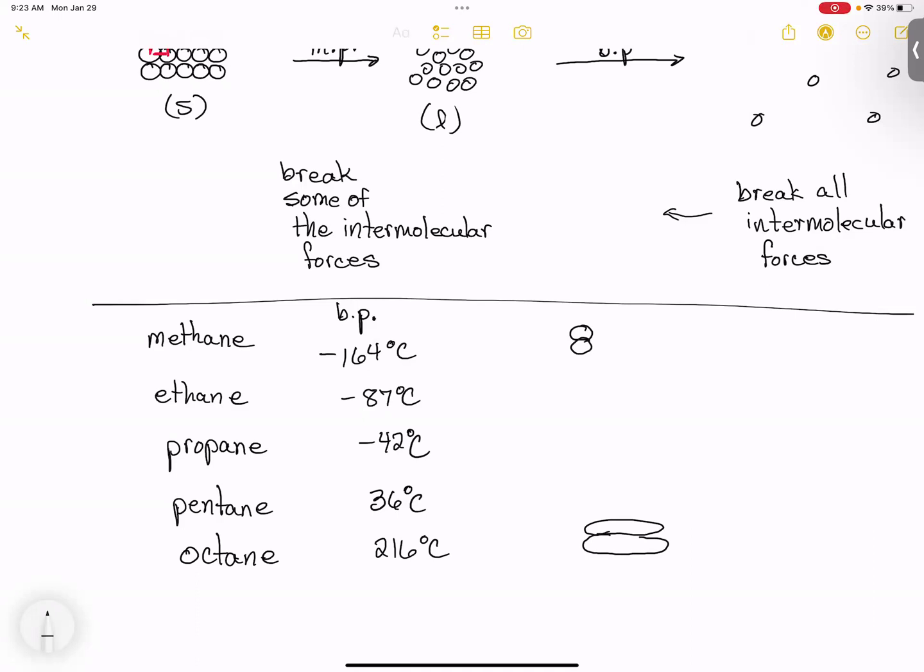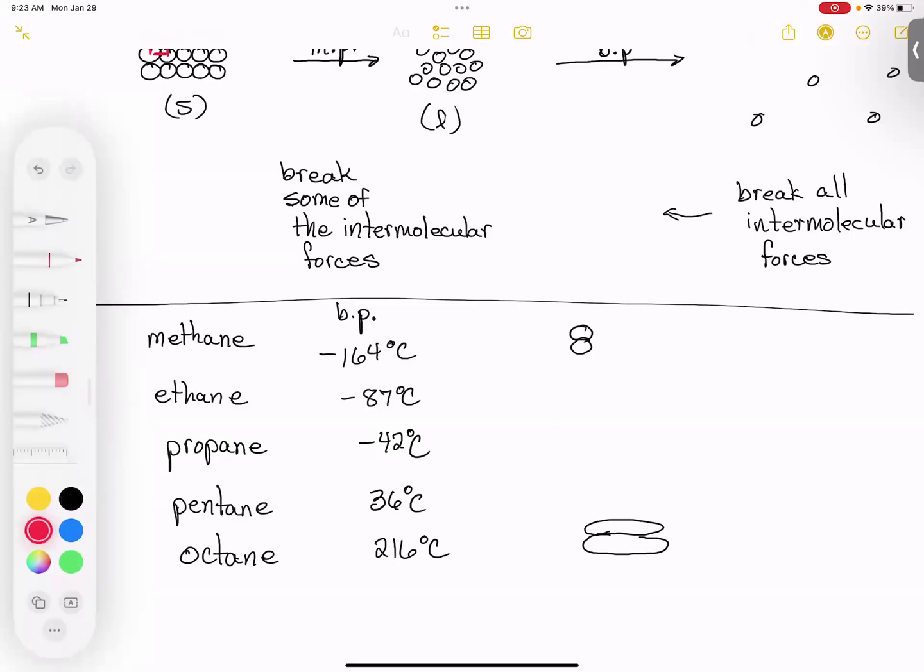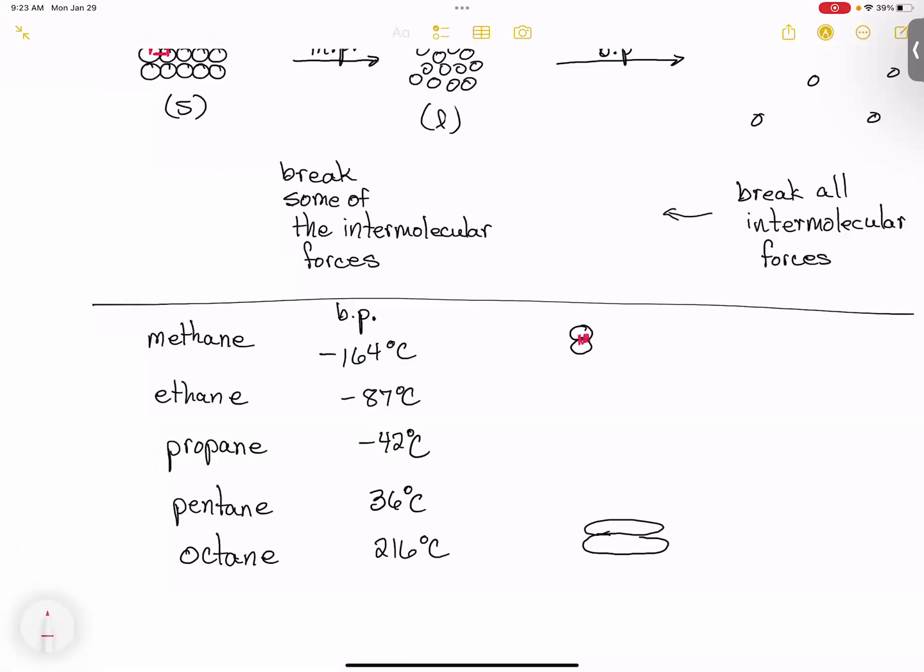So in other words, the reason that these have different melting points and boiling points has to do with the amount of energy in between those molecules. Methane has just a little bit, so it takes a little bit of energy, but not a lot. Whereas once you get to octane, because the molecules are much longer, it's going to take more because the intermolecular forces are stronger.